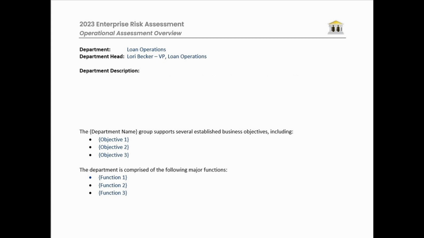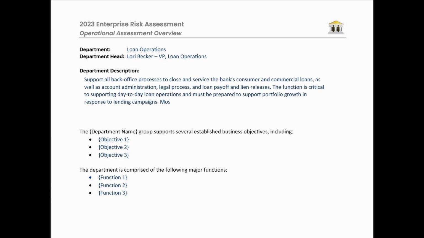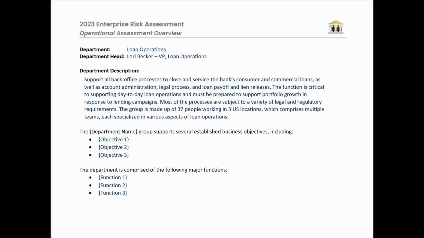Okay. To start, what does your group do? Well, our group supports all back office processes to close and service the bank's customer and commercial loans, as well as account administration, legal process, and loan payoff and lien release. The function is critical to supporting day-to-day loan operations and must be prepared to support the portfolio growth in response to lending campaigns. Most of the processes are subject to a variety of legal and regulatory requirements. This group is made up of 37 people working in 3 U.S. locations, which comprises multiple teams, each specialized in various aspects of loan operations.